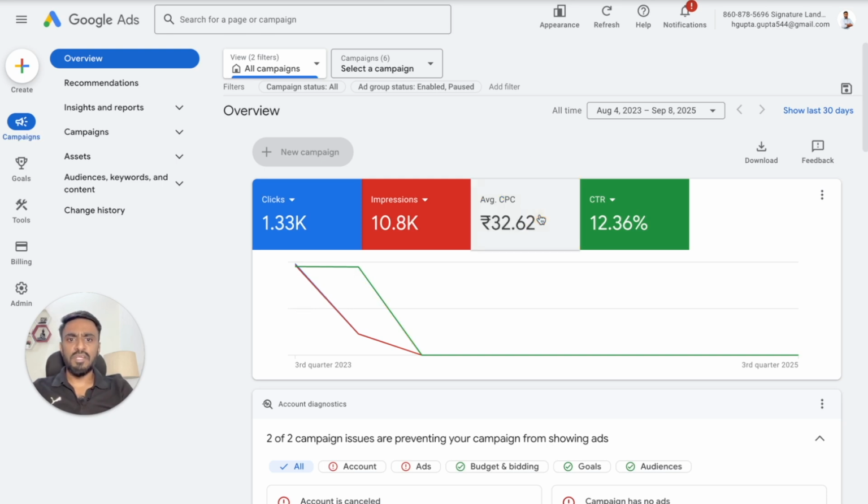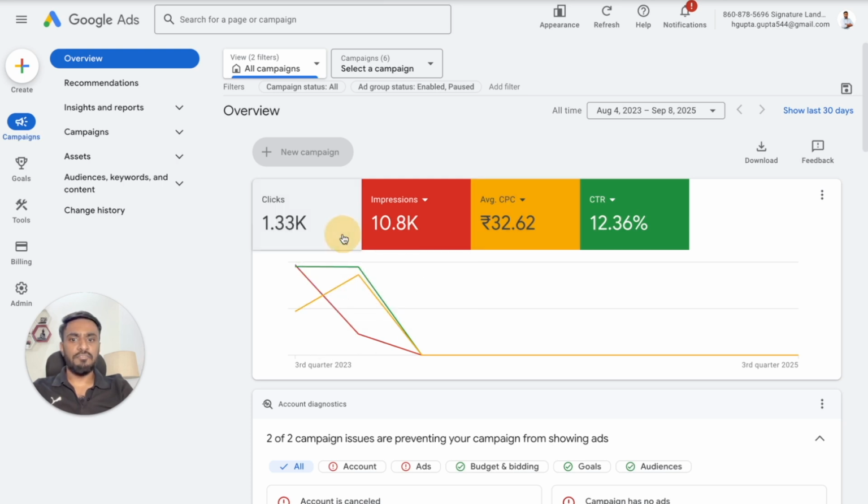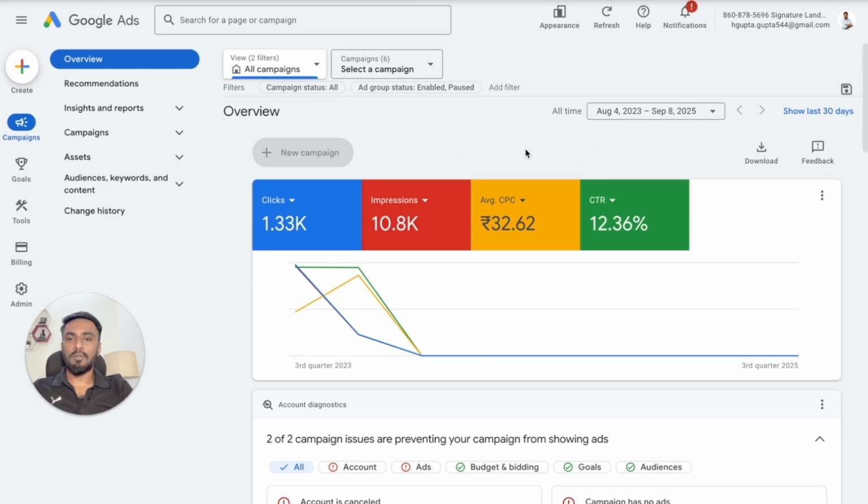You can remove it or you can select it to see it in the graph as well. If you want to see the specific data in the graph, you can select it or you can remove it. You can play around with these options according to the data which you want to see, and you can set it up and just save it over here. So every time you open this workspace, you will be able to see the data according to your needs.